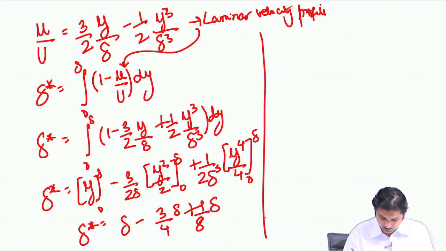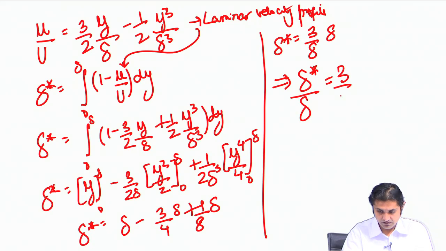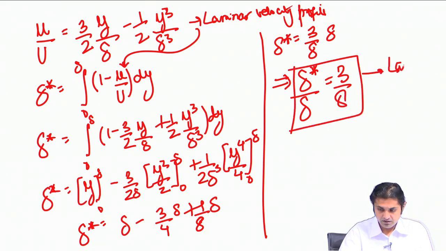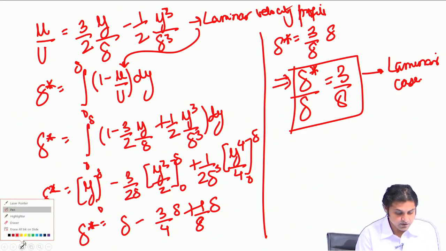This will give us delta dash is equal to 3 by 8 delta, and this implies that delta dash by delta for the laminar case is going to be very simple. This we have been doing anyways. Now we will do it for the turbulent boundary layer.